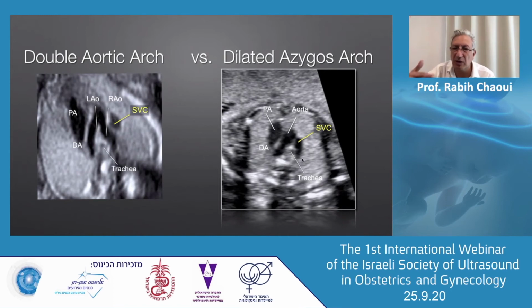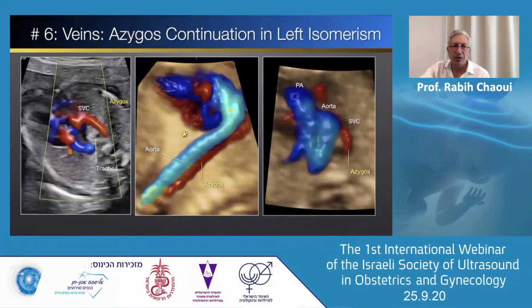So in general, you will have it in the upper abdomen, but from one picture, you can know that it's rather the dilated azygos arch and not the double aortic arch. Now, let's move to another picture. You see here the dilated azygos vein, and on 3D, I showed you here how you can see it very clearly as the dilated azygos and the dilated azygos arch ending in the superior vena cava.